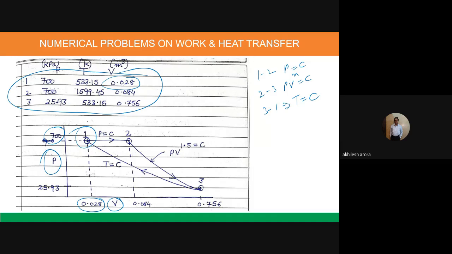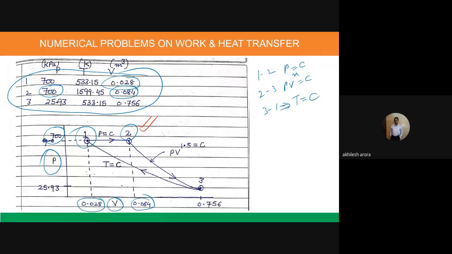Okay. So now at 2 I know the pressure. Sorry, volume. Pressure is known and the volume is known at 2. So I can locate this point 2. This point can be located easily. So process 1 to 2 is easy to understand.